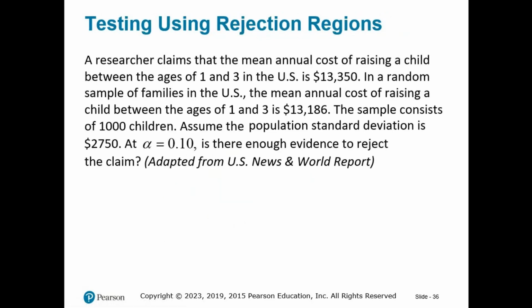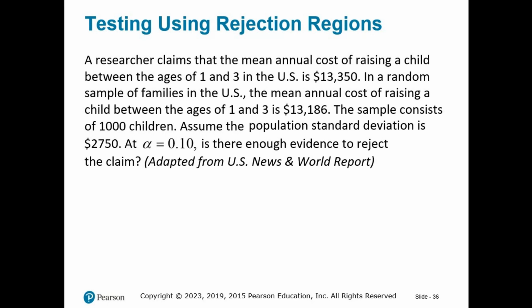Hang in there. A researcher claims that the mean annual cost of raising a child between the ages of 1 and 3 in the U.S. is $13,350. In a random sample of families in the U.S., the sample consists of 1,000 children. Assume the population standard deviation is 2750. At alpha equals 0.10, is there enough evidence to reject the claim?